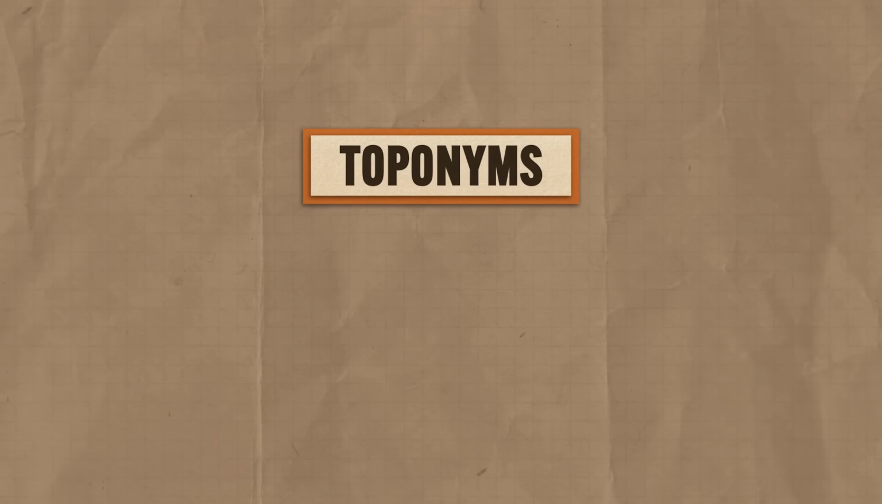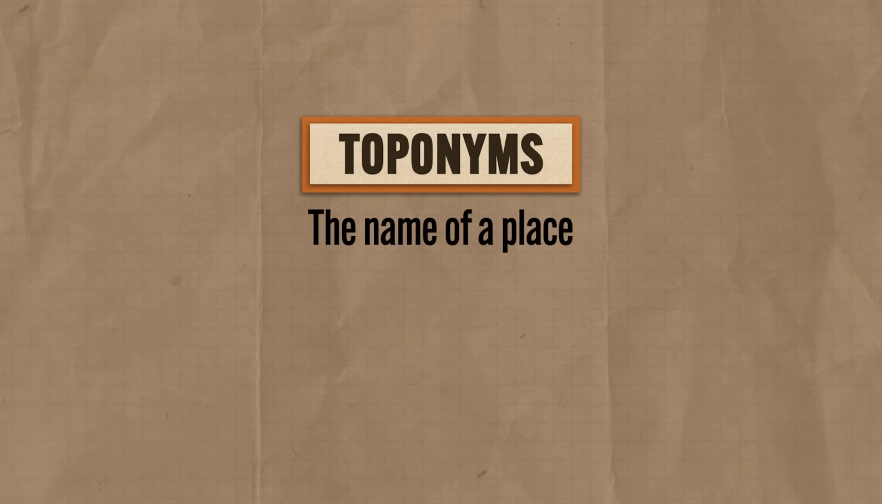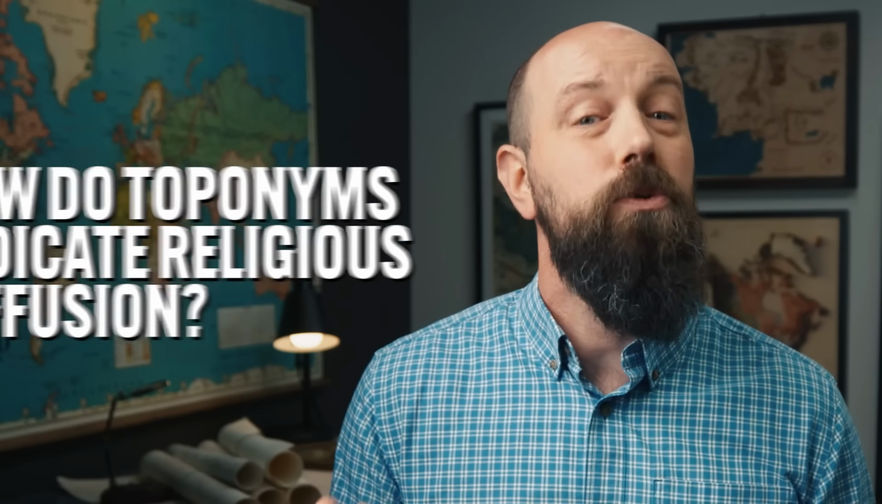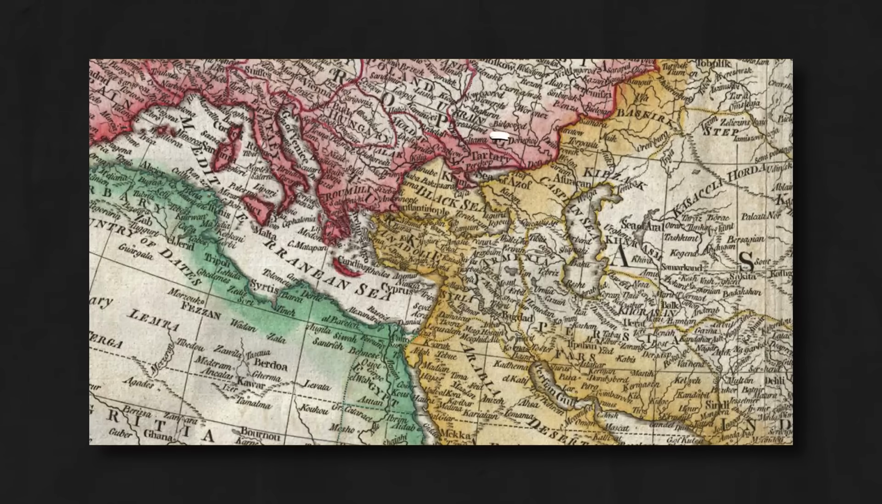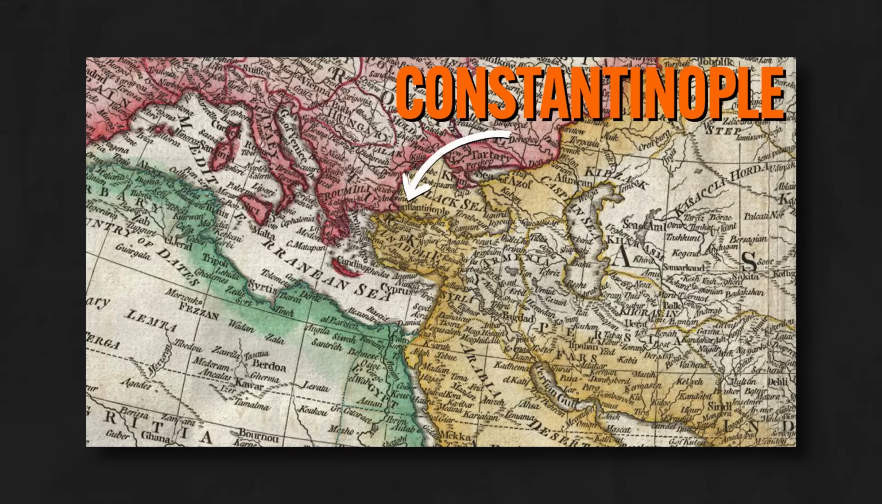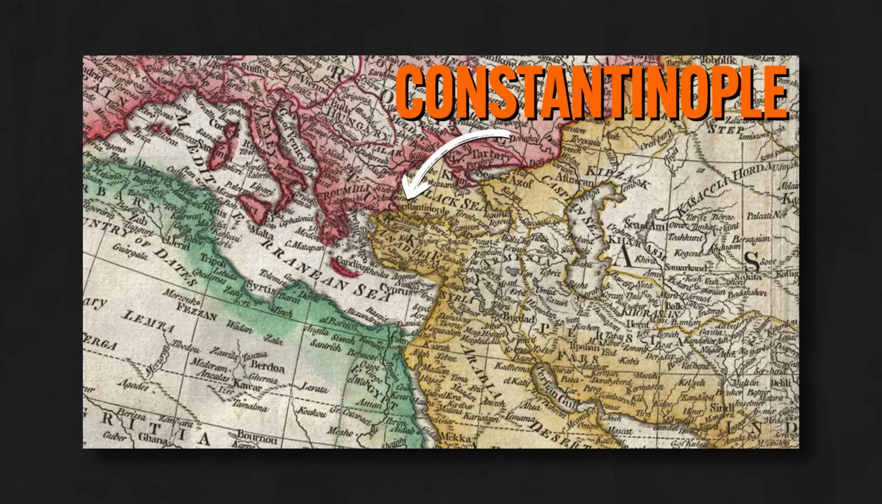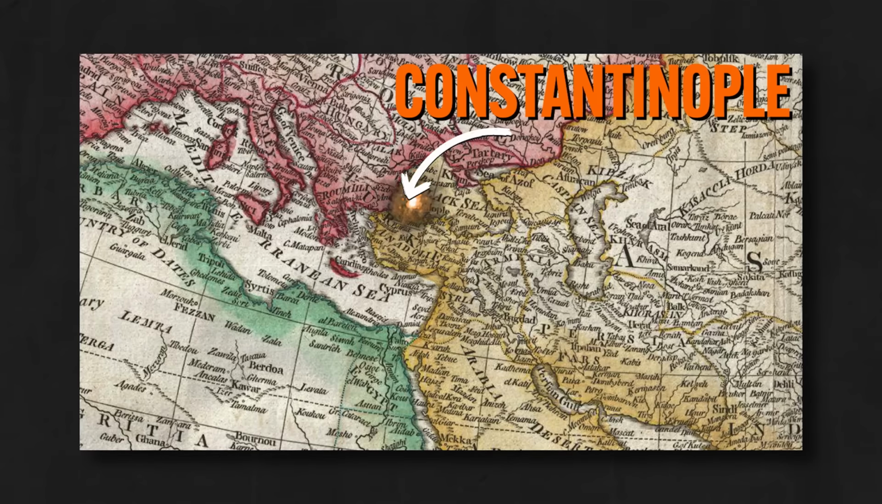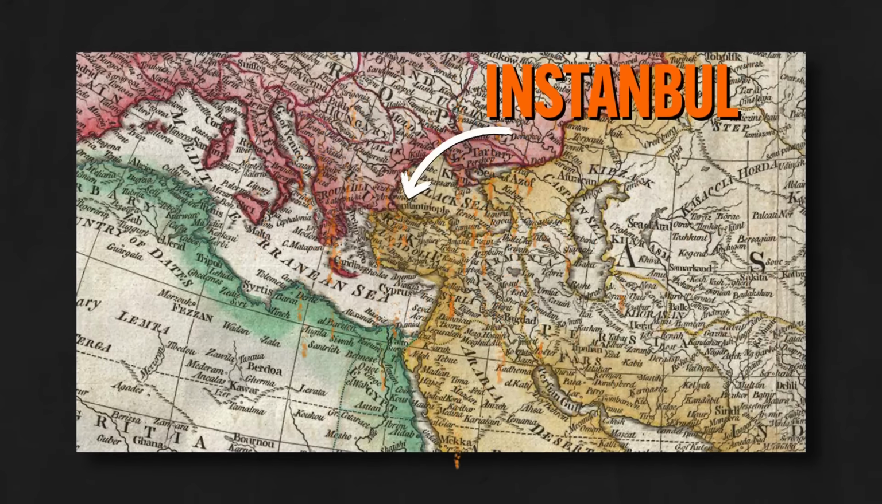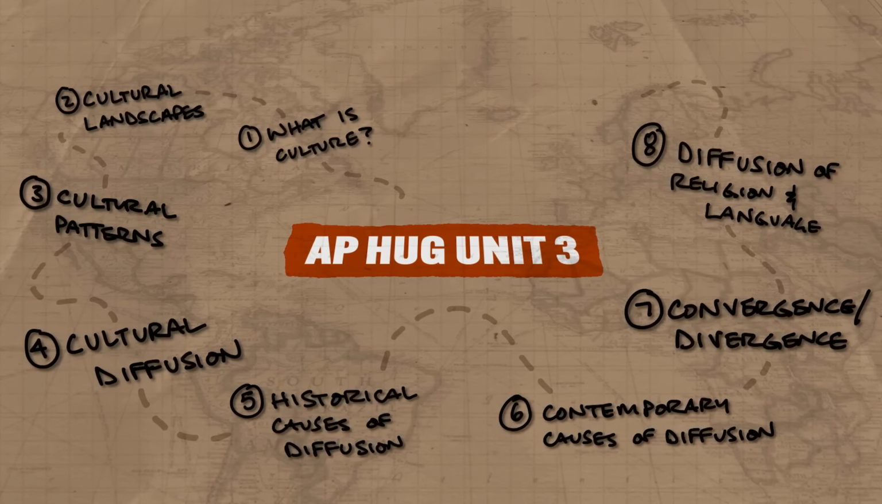Okay, now the last thing on this topic. Both diffusion of languages and religions can be visually represented on maps, charts, or toponyms, which is just a fancy word that means the name of a place. We've already seen this in maps and charts, but how do toponyms indicate religious diffusion? Well, one of the main ways is by noticing how toponyms change. For example, Constantinople was the center of Eastern Christianity and named for the first Christian emperor of Rome, Constantine. But in 1453, Muslims in the Ottoman Empire went ahead and sacked it and renamed it Istanbul. So, changing toponyms, evidence of religious diffusion.